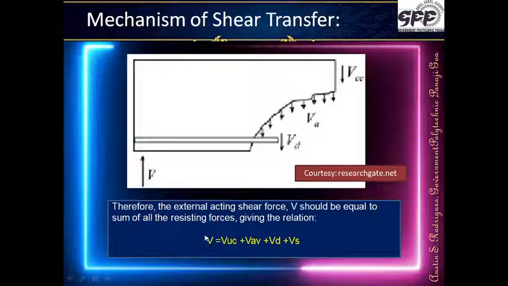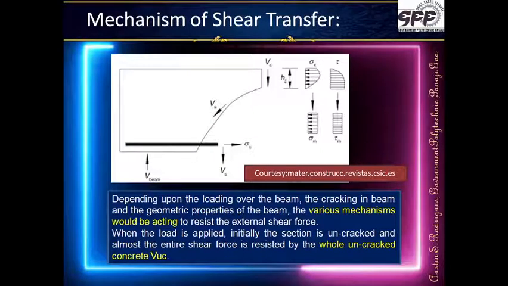That means the total shear force coming on the beam is equal to the shear force resisted by the uncracked part of the concrete, plus the shear resisted by the aggregate interlock, plus the shear resisted by the dowel action of the reinforcement, and the shear resisted by the stirrups. So all these things together take care of the shear stress coming on the beam, and that's how the shear resistance occurs.